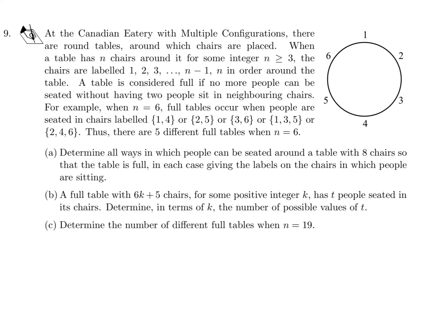For example, when n is 6, full tables occur when people are seated in chairs labeled 1, 4, 2, 5, 3, 6, 1, 3, 5, or 2, 4, 6. Thus, there are 5 different full tables when n equals 6. Determine all ways in which people can be seated around a table with 8 chairs so that the table is full, in each case giving the labels on the chairs in which people are sitting.